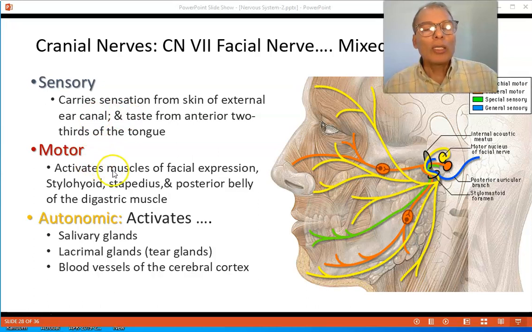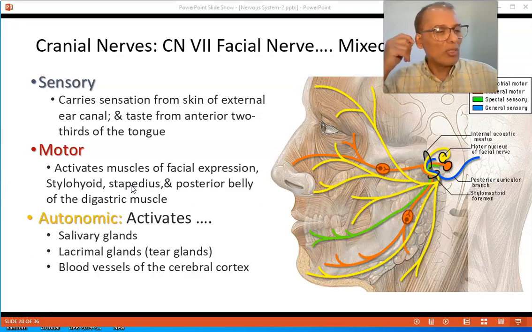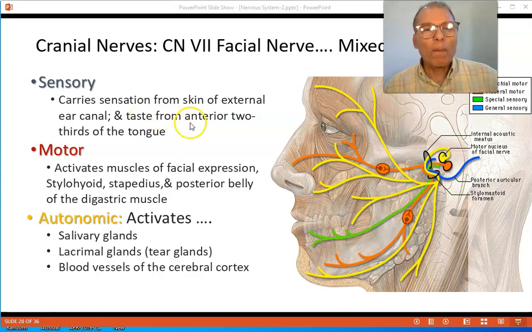For motor, it activates muscles of facial expression, and for example, it activates also the stylohyoid, and the stapedius muscle, that is the muscle for the acoustic reflex. When you hear a very loud sound, it gives you like a little pinch because of the loudness of the sound. Also the posterior belly of the digastric. So you need to know all these muscles that are activated by each nerve.